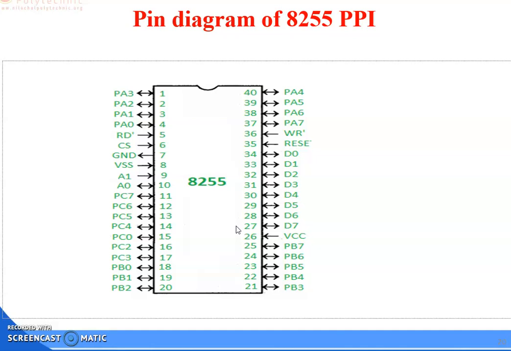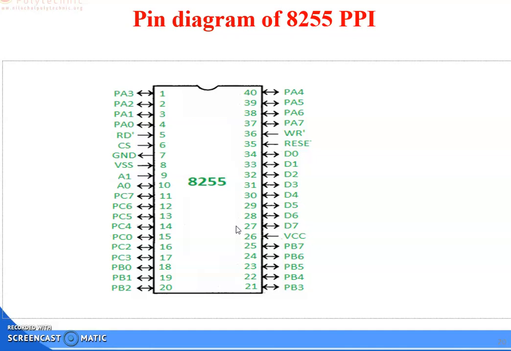Pin number 11 is PC7, that is port C7. And pin number 12 is PC6, that is port C6. Pin number 13 is PC5, that is port C5. Pin number 14 is PC4, that is port C4. Pin number 15 is PC0, that is port C0. Pin number 16 is PC2, that is port C2. Pin number 17 is PC3, that is port C3.